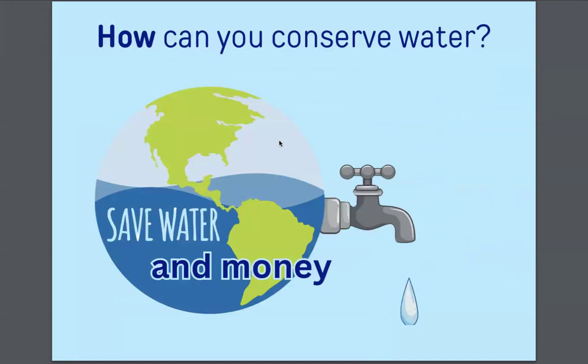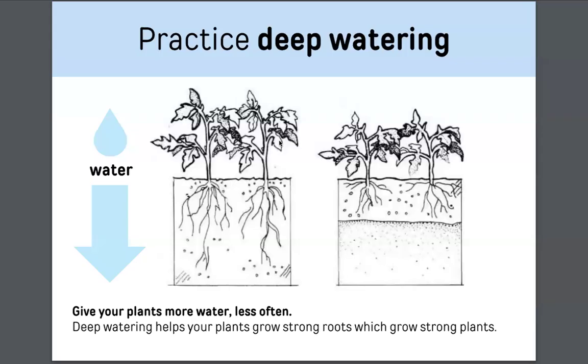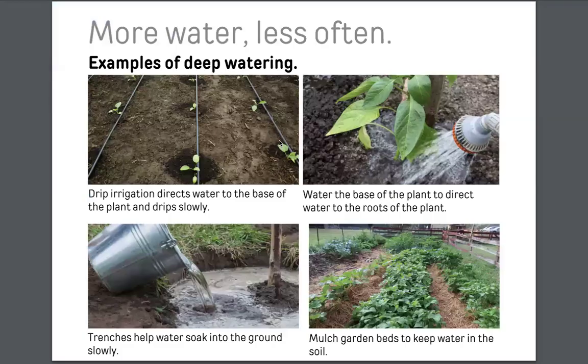How can you conserve water? Practice deep watering. Give your plants more water less often. Deep watering helps your plants grow strong roots, which grow strong plants. Examples of deep watering where you use more water less often are drip irrigation, which directs water to the base of the plant and drips slowly. Water the base of the plant to direct water to the roots of the plant. Trenches help water soak into the ground slowly.